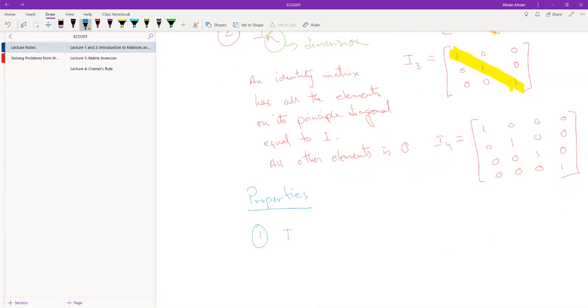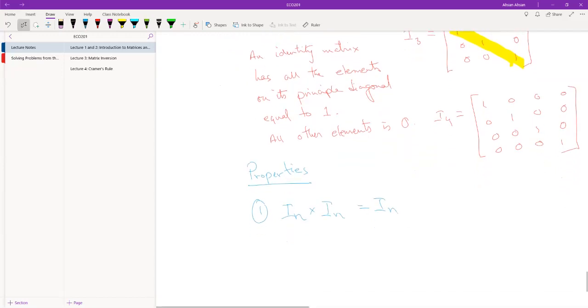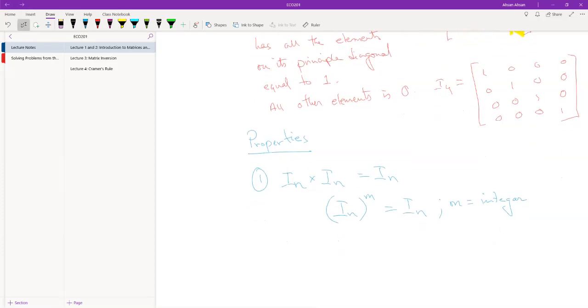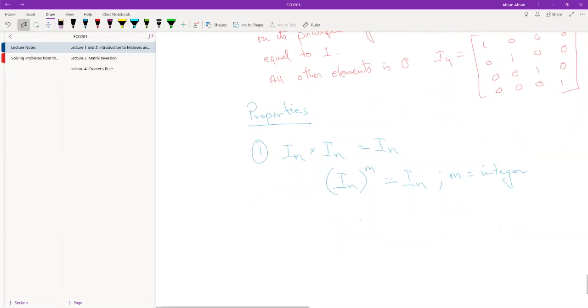So if we have an I_N and we multiply it with an I_N, we are going to get I_N. Another way of writing it would be to say I_N to the power M is I_N, where M is an integer. No matter how many times we multiply an identity matrix with itself, we'll still get the same matrix. I'll give you an example. We have I2, and let's multiply it with I2 again. So we have 1, 0, 0, 1 times 1, 0, 0, 1.